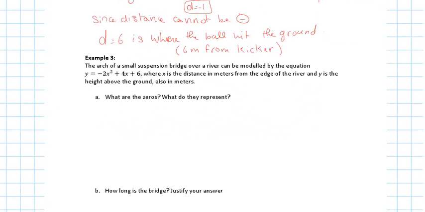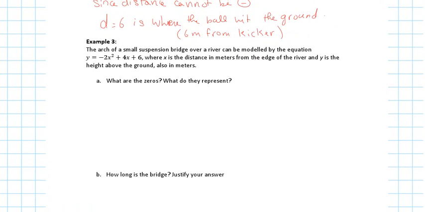Standard form. Okay. What scenario do we have here? We've got a bridge. What else? The edge of a river, right? So the river is going to act as your what in this case? As your y-axis, right? The edge of the river is your y-axis.